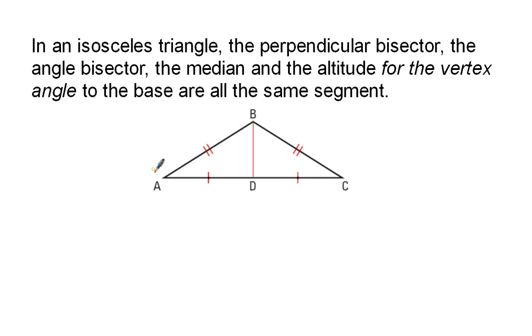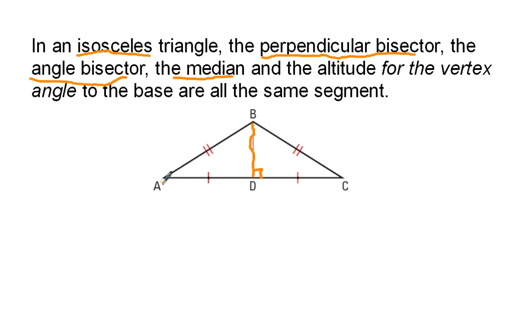In an isosceles triangle, which is a special triangle that you'll recall has at least two sides that are congruent, the perpendicular bisector, the angle bisector, the median, and the altitude for the vertex angle, so this altitude right here, are all the same segment. So we're talking about this segment here, BD. BD is perpendicular to this base.